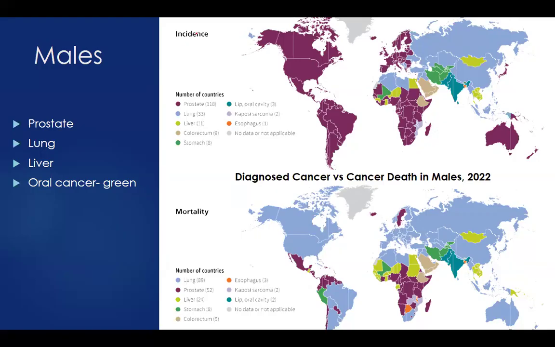In males, again, look at the incidence and mortality. How many die and how many people get it. Again, a huge amount of prostate cancer is diagnosed. But do they die of prostate cancer? No, the males don't die so much of prostate cancer. They die of lung cancer. And that's North America.